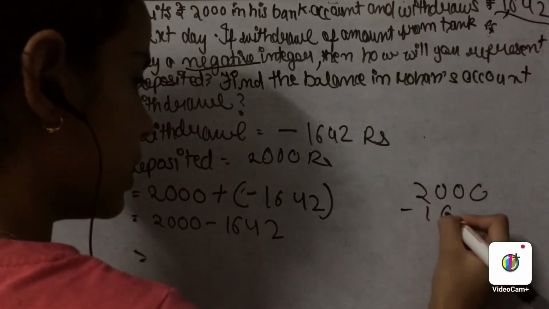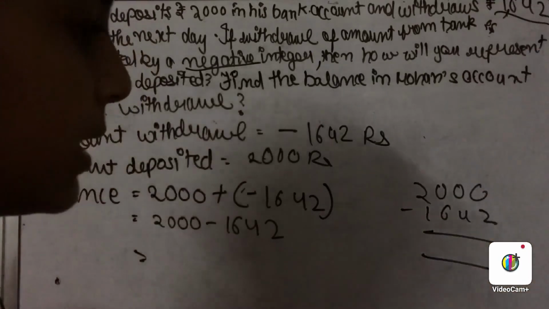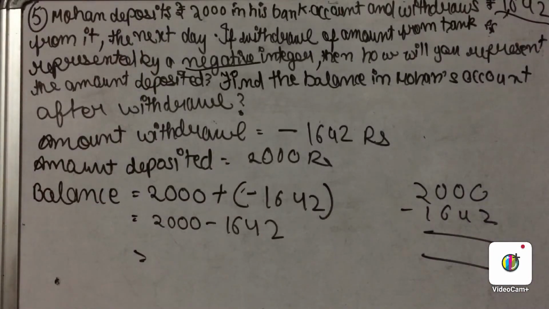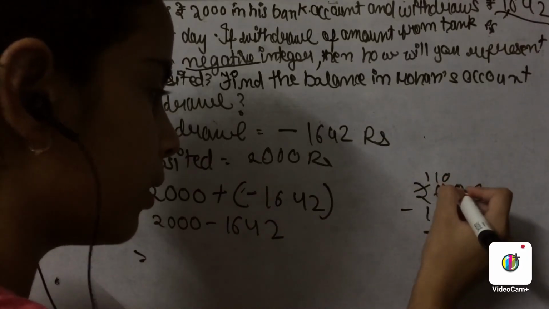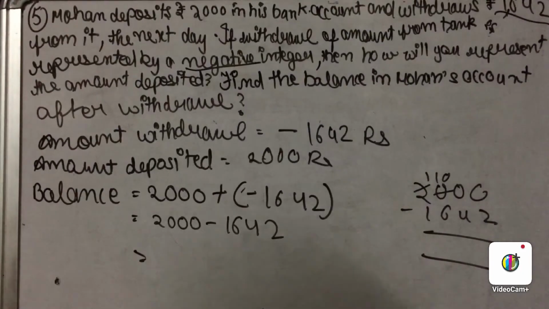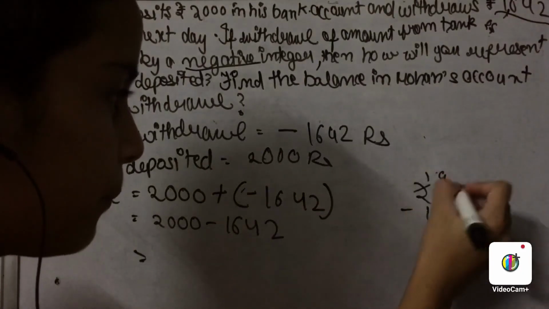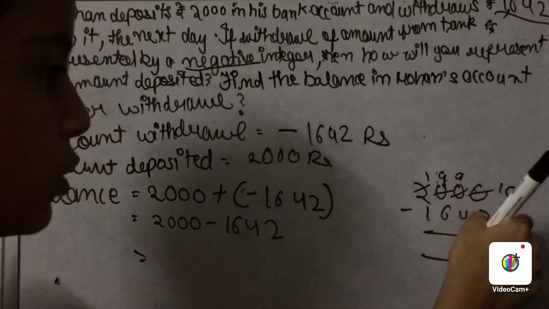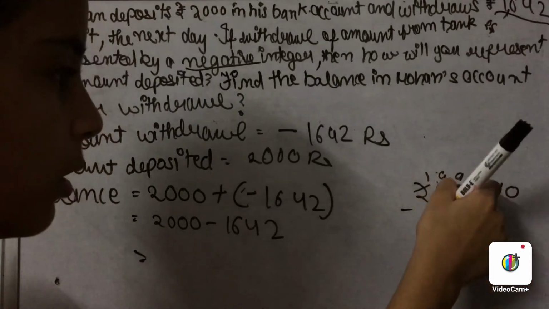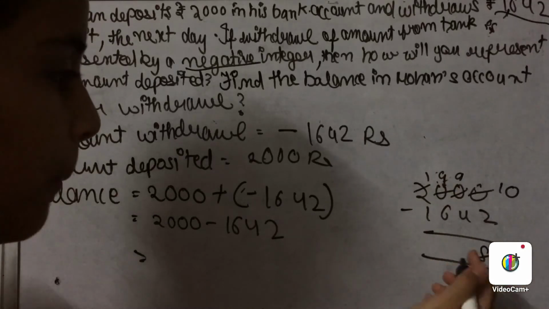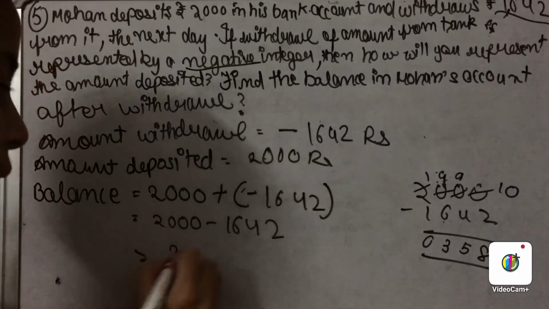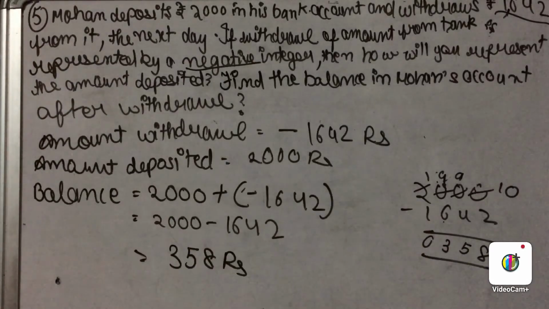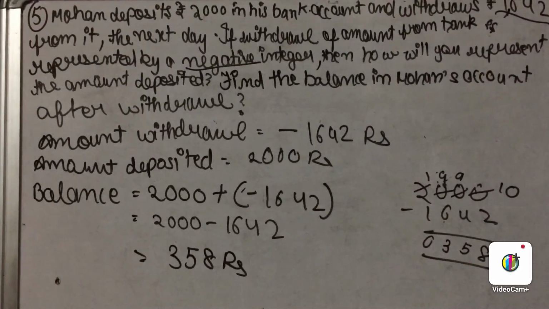2000 minus 1642. So now if we want to subtract these both, how would we do that? 1 10, 9 9 10. So 10 minus 2 is 8, 9 minus 4 is 5, 9 minus 6 is 3, and 1 minus 1 is 0. So the answer will be 358 rupees. So the current balance in Mohan's account is 358 rupees.